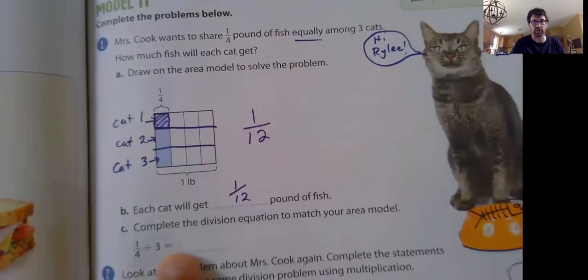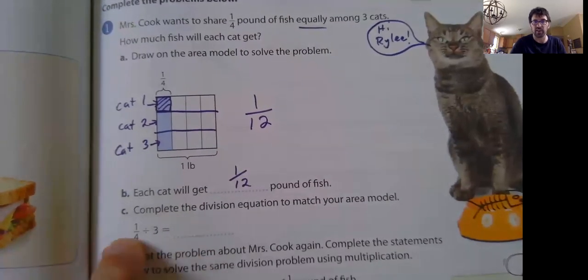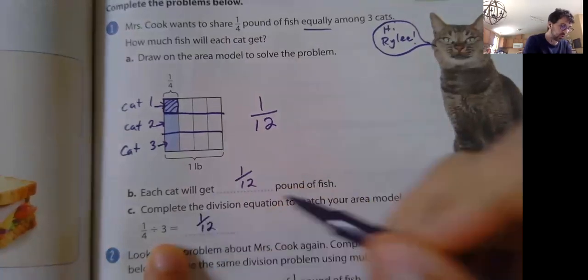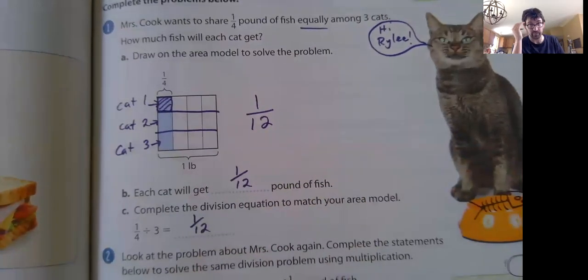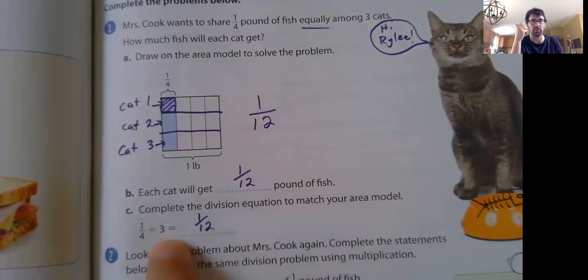So we're going to complete this equation here. So we just did 1/4 divided by 3. 1/4 divided into 3 groups, okay? And we got 1/12. Okay? Sweet. So we just divided a unit fraction by a whole number. And we got it right.